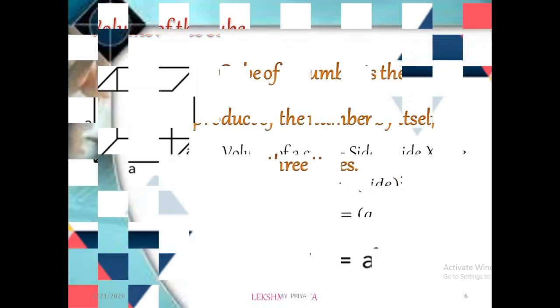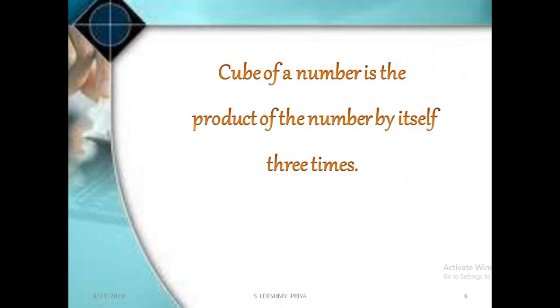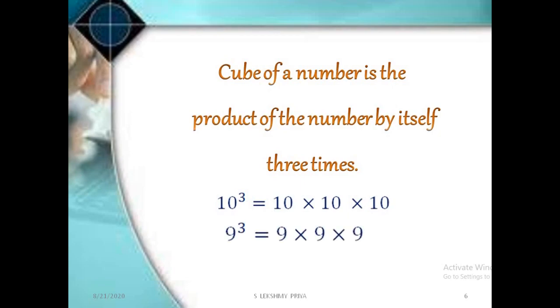So what do you understand from here? Cube of a number is the product of the number by itself 3 times. Here are certain examples. Say 10 cube we can write like this: 10 into 10 into 10. Another one, 9 cube. 9 cube we can write like 9 into 9 into 9. One more, 69 the whole cube. It is nothing but 69 into 69 into 69.